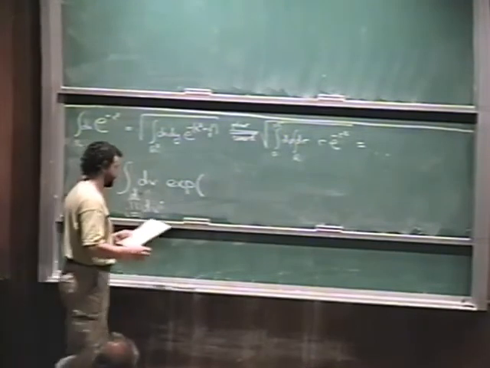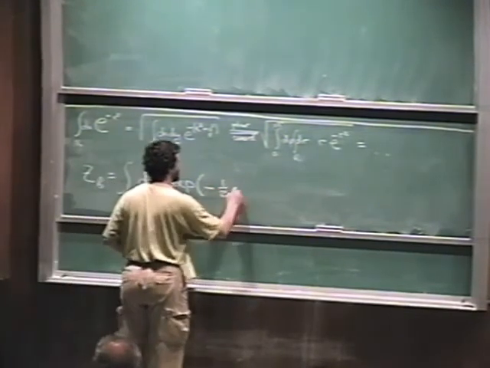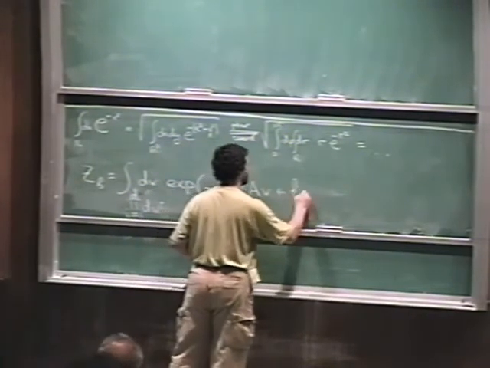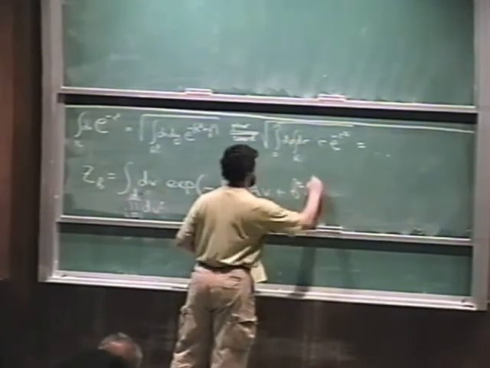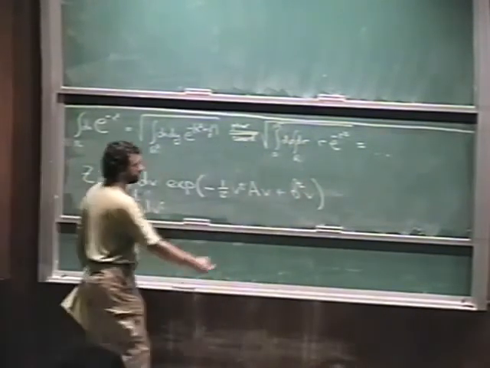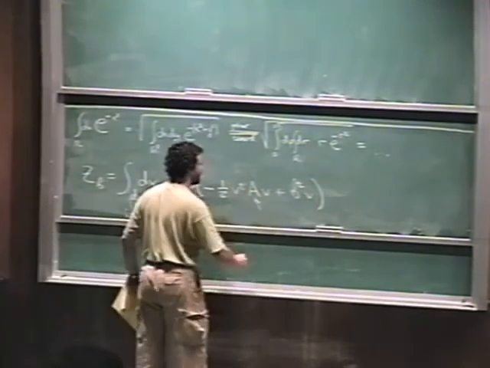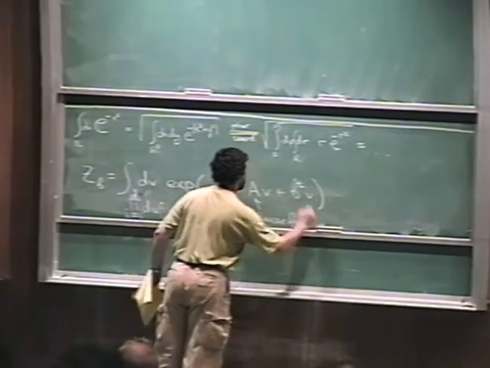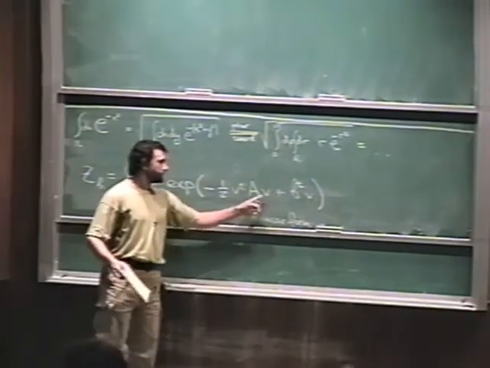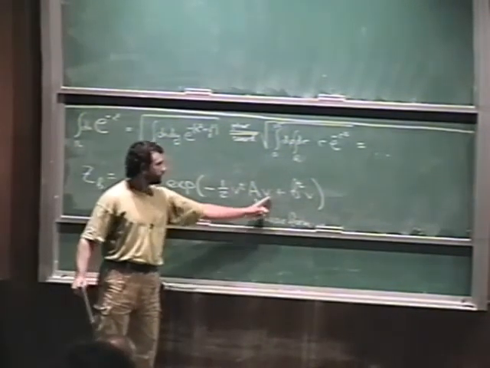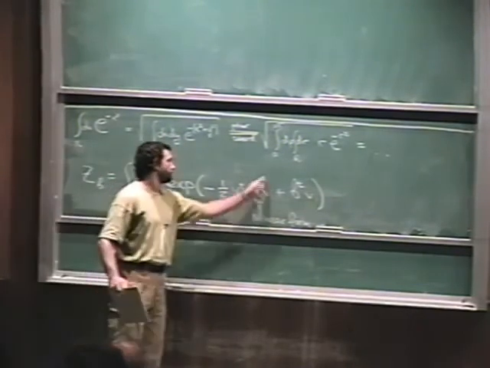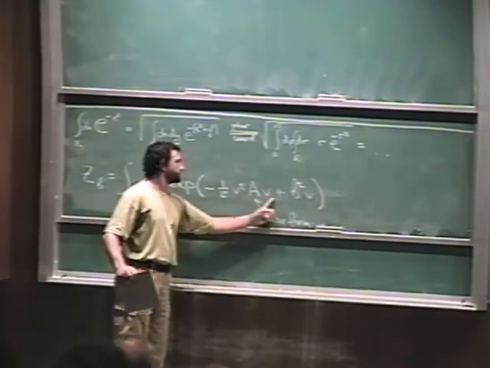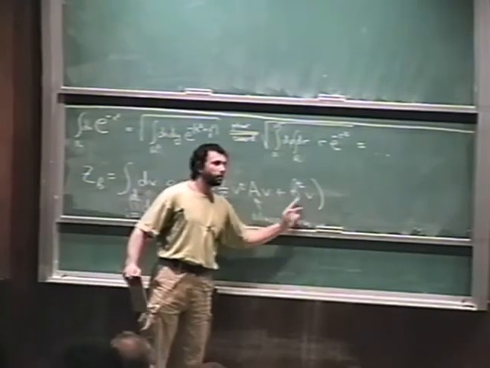I will consider the Euclidean case, so I'll just take minus half V^T A V plus B^T V. So what is written here? I just fix some bilinear form. Think about it as a D by D matrix. I think about V as a column vector, so V^T is just a row vector. So this is the quadratic part, and I add some linear part.